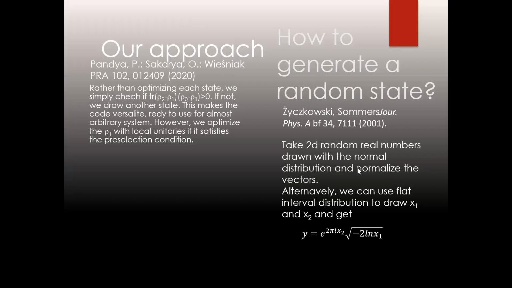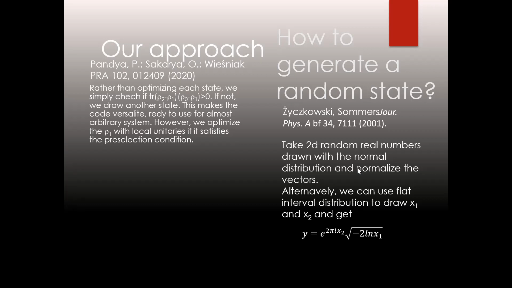Okay, so in detail, first of all, we don't optimize the state after we take it at random, rho 2. If it goes in the wrong direction, we just discard it and take a new one, which turns out to be very efficient computationally. But if it goes in the right direction, we apply local unitaries to make it a bit better.